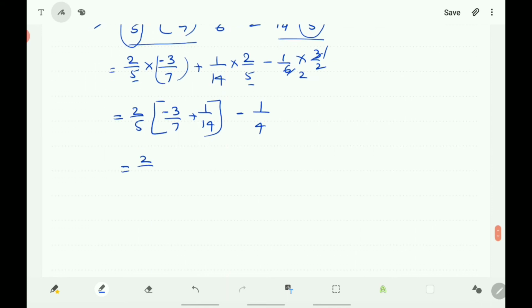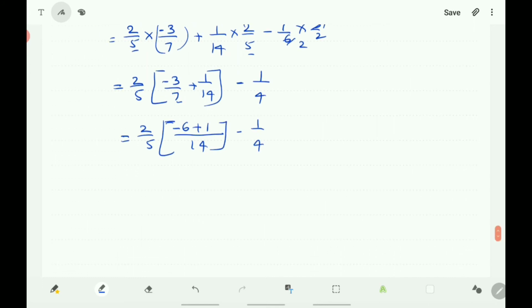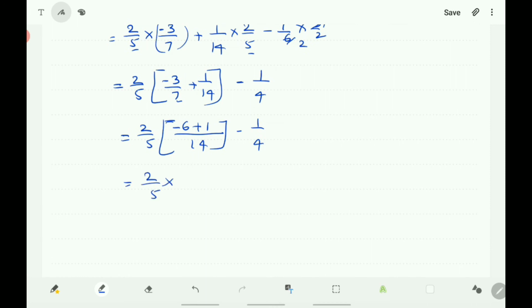Then it is 2 by 5 and the LCM is here 14. 7 2s are 14, minus 3 2s are minus 6, plus 14 1s are 14, 1 1s are 1. So it is minus 1 by 4. Then it is 2 by 5 into, you know that minus 6 plus 1 is minus 5. That is 6 minus 1 is 5. The greater number 6 is having negative sign. So you write minus 5 by 14 minus 1 by 4.